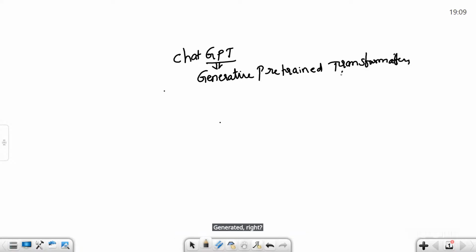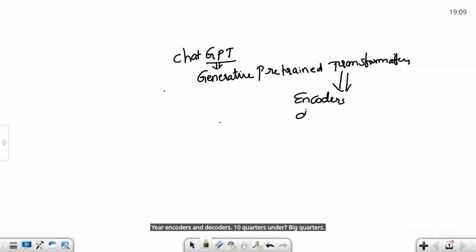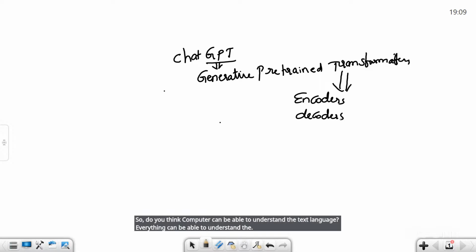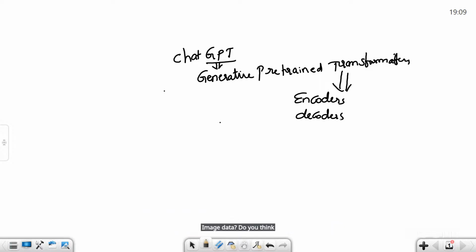Now, transformers came from the concept of encoders and decoders. Encoders and decoders mean encoding the data, decoding the data. Do you think a computer can understand text language? Can it understand image data, audio data, video data? Definitely no. A computer can understand only the language consisting of zeros and ones. So that is encoding, and we need to convert it back, which is decoding.